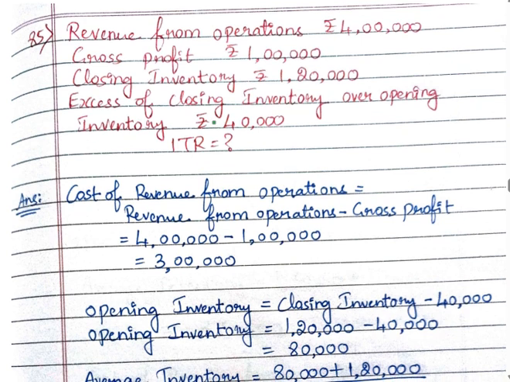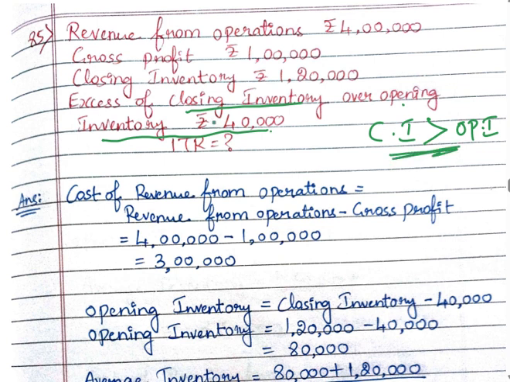Let's see 85th problem now. Revenue from operations 4 lakhs, gross profit 1 lakh, closing stock 1 lakh 20,000. Excess of closing inventory over opening inventory. What is the meaning of this? Excess of closing inventory over the opening inventory means closing inventory is more than opening inventory by 40,000. So closing inventory is greater than the opening inventory. This is the meaning of the statement.